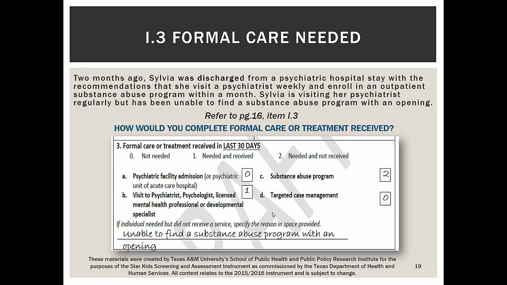In Sylvia's case, she would need psychiatric admission, so I3 would be coded 0. She will visit a psychiatrist weekly. I3B is going to be coded 1. She should enroll for a substance abuse program but has been unable to find an opening, so I3C would be coded 2 for needed but not received. If you coded 2, you have to explain in the text, and the explanation here was that there was not an opening, unable to find a substance abuse program with an opening.